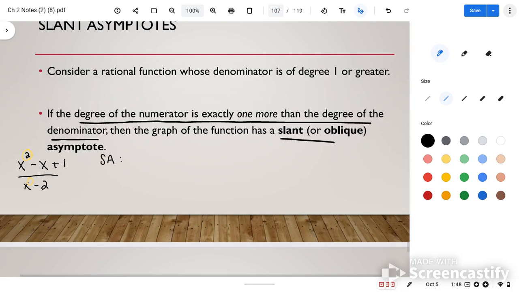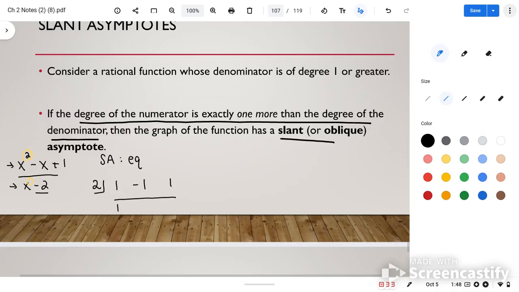And the way that you actually find the equation for your slant asymptote is you do the division. So we have to divide our numerator by our denominator. So when your denominator is just that linear function with a constant, we could use synthetic division. So we could put this 2 on the shelf and then use the 1, -1, and 1.